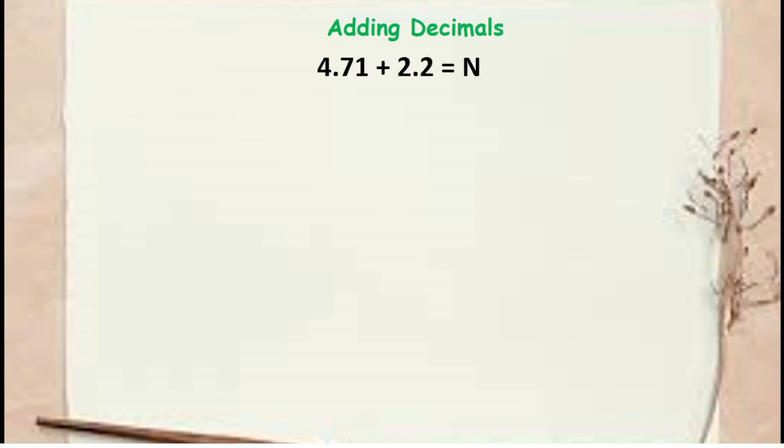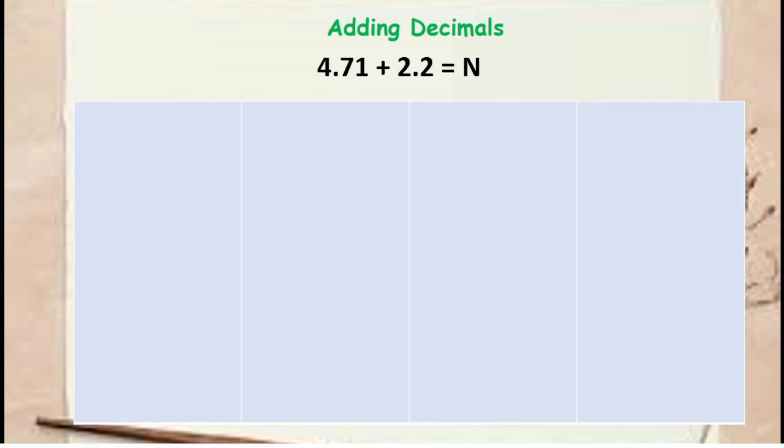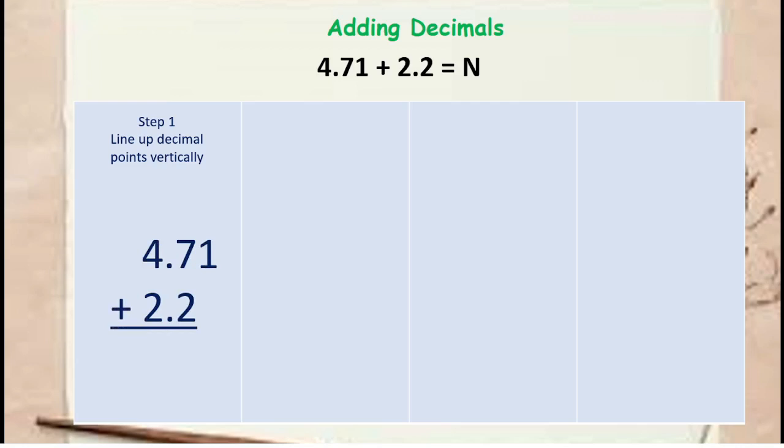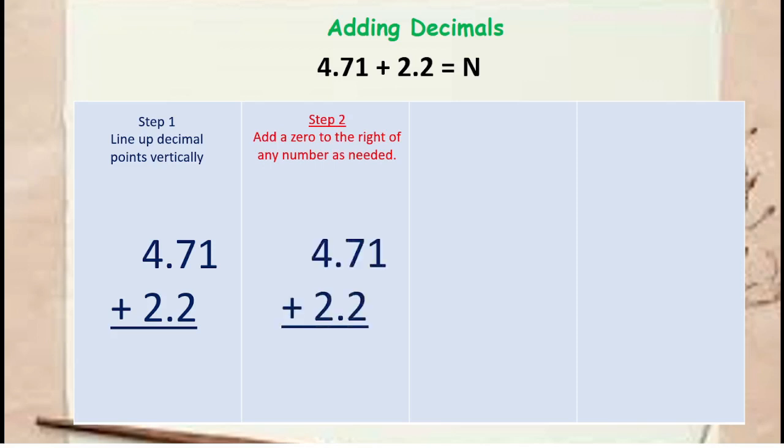Another example, 4 and 71 hundredths added to 2 and 2 tenths. Let's follow again these 4 steps for us to add decimal numbers properly. First step, we line up decimal points vertically, just like what we have here on the screen. Second step, we add 0 to the right of any number as needed. So we put 0 to the right side of the second addend to have an equal number of digits for us to easily add these decimal numbers.